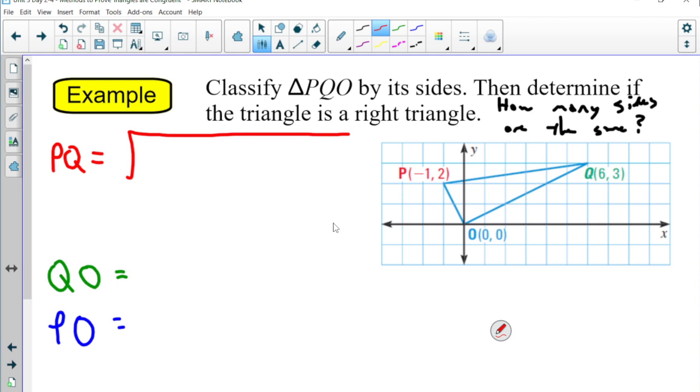I won't rewrite the distance formula because you already wrote it down. But let's take a look. This is the structure of the formula. X distance squared plus the Y distance squared, all under a square root. Here we go.